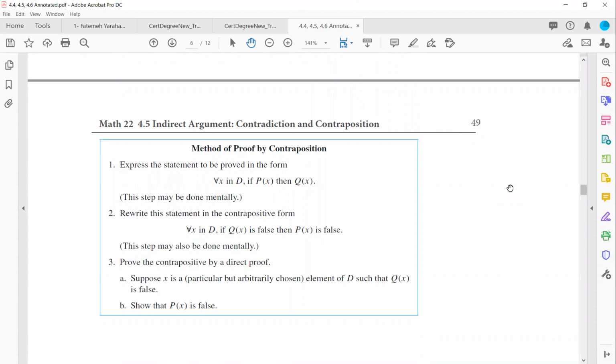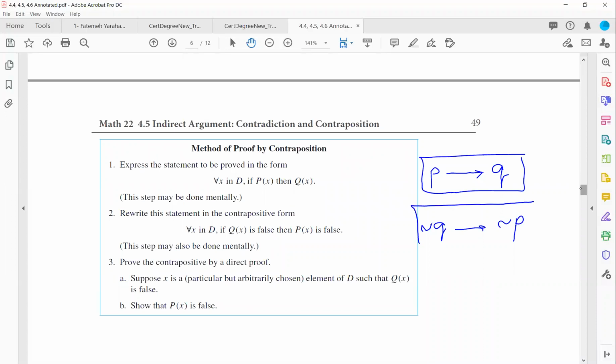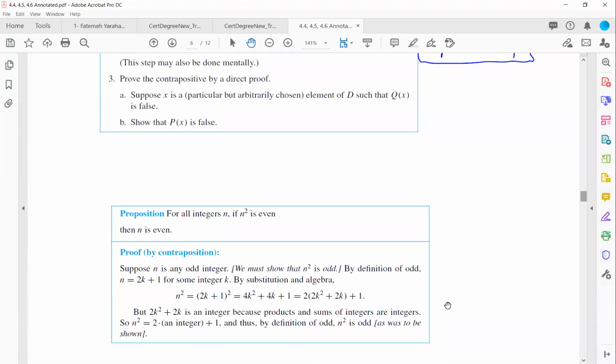Another method of proof is the method of proof by contraposition. It means that if you have P, then Q, you can prove it using not Q, then not P. So instead of proving this statement, equivalently you can prove the contraposition, which is not Q, then not P. Let's take a look at one example to feel more comfortable about this.